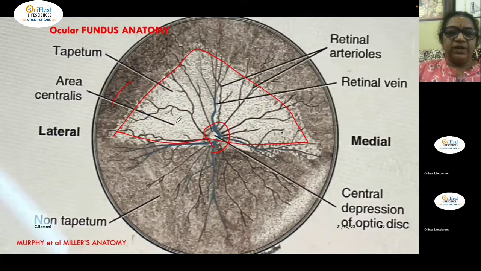And I said in case of animals, you have area centralis, not macula. It is area centralis. And you have retinal arterioles, and the arterioles are very thin when compared to retinal veins. And this is the medial side, and this is the lateral side. So this is of a left eye. You will also find a central depression on the optic disc, that is called the optic cup.